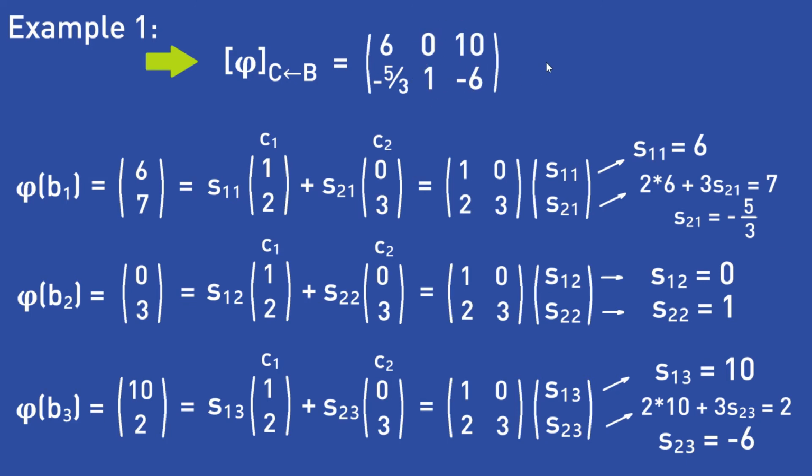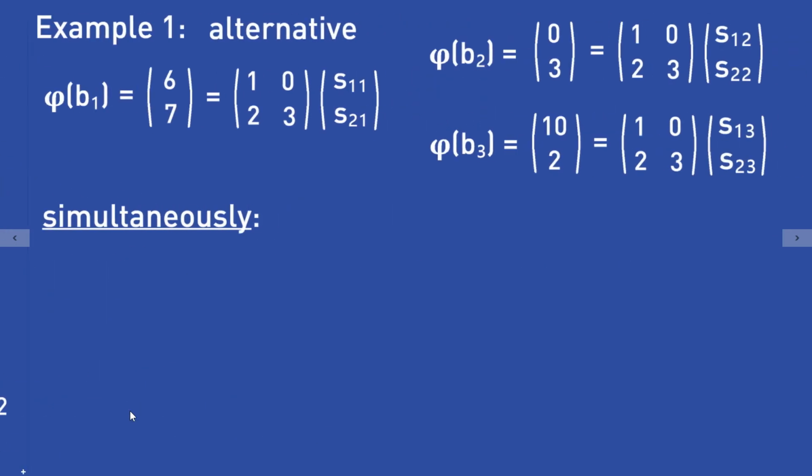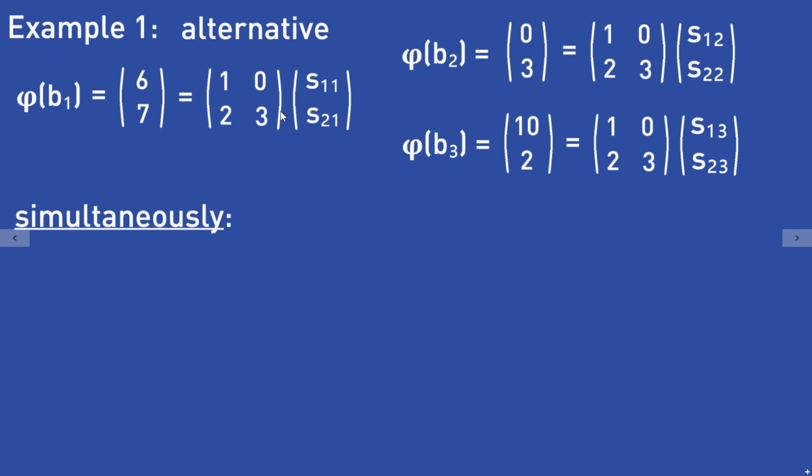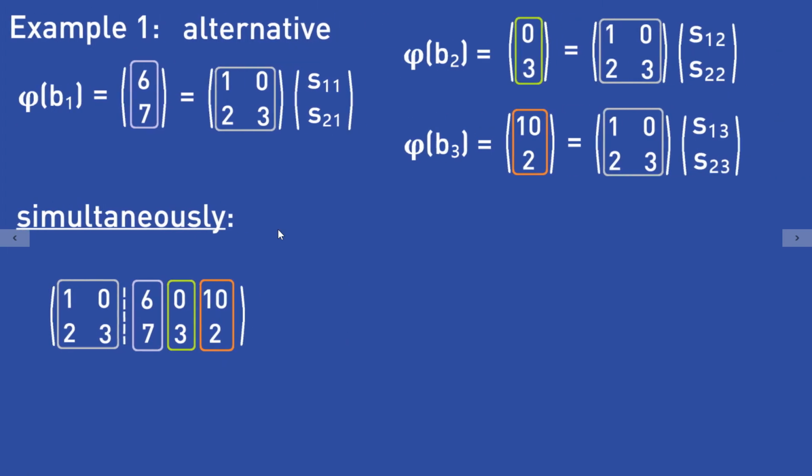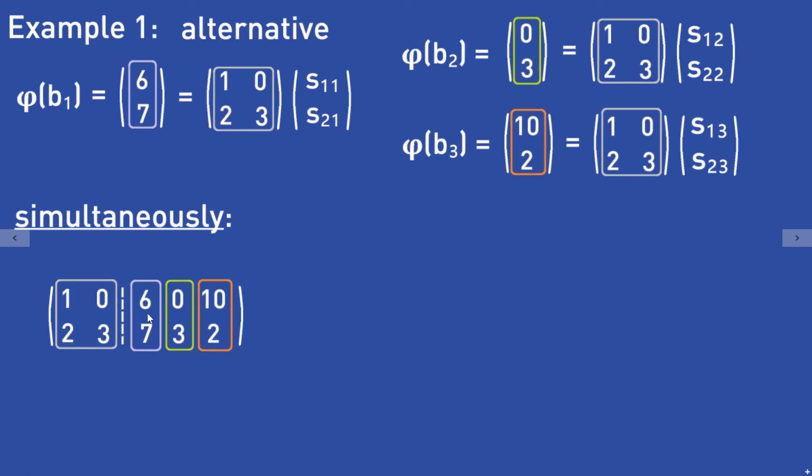I want to note one thing. In this case, you can solve these three equation systems simultaneously. So here we have the three equation systems, and you want to solve these systems simultaneously. So you use the following extended matrix. Here we have that matrix here. And here on the right we have phi b1, so this vector here, phi b2, that vector here, and phi b3, this vector here.